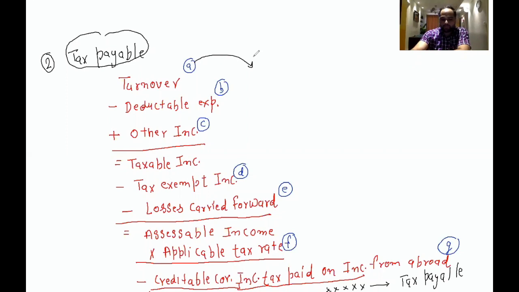So turnover means any kinds of income that we generate by providing products and services. Very general idea, right? Any kinds of income that we earn by giving or providing products and services. That's income known as turnover. In simple language, sales, right?